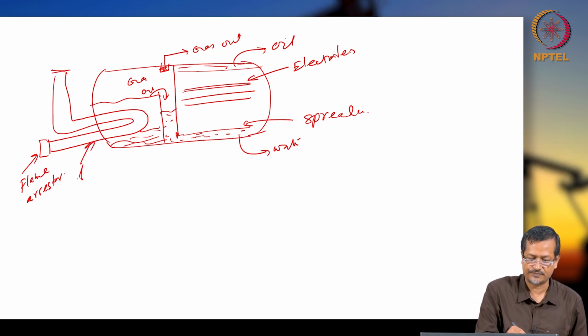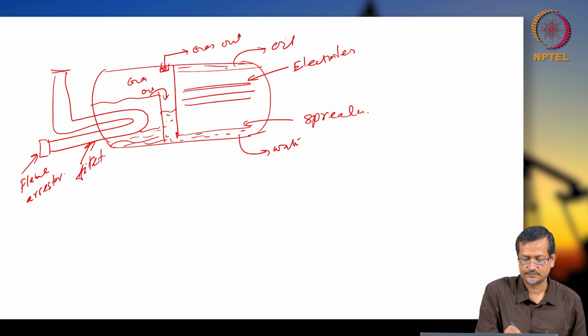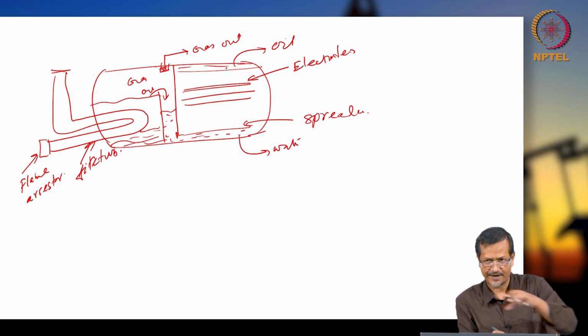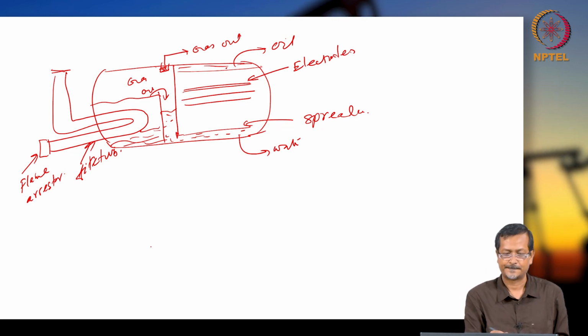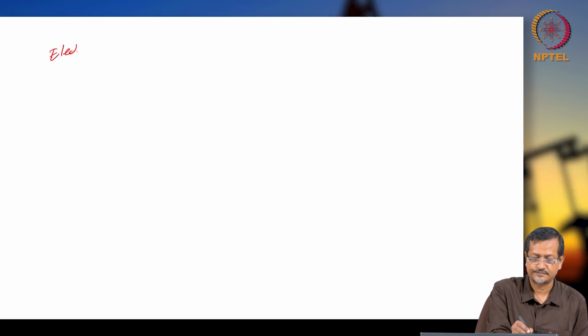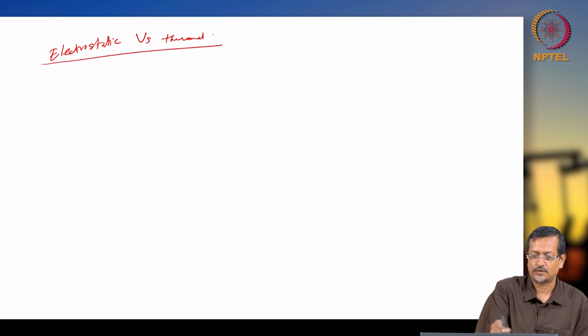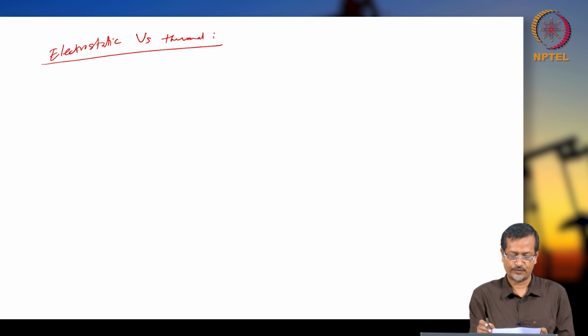This is a fire tube. Fire tube means there will be one firebox. From the firebox you can give direct heating or indirect heating. Okay, we'll discuss electrostatic versus thermal or heated treater. How the electrostatic system is helping, we can discuss.